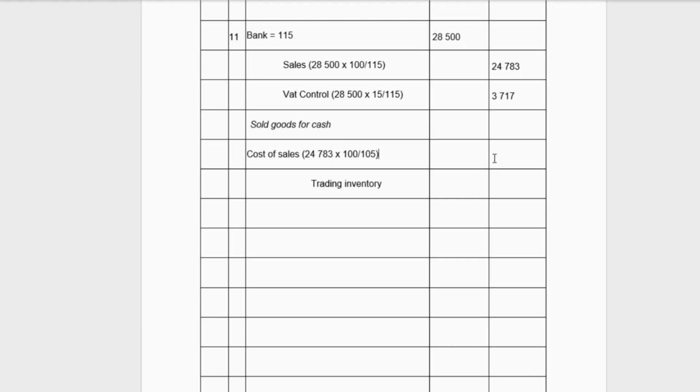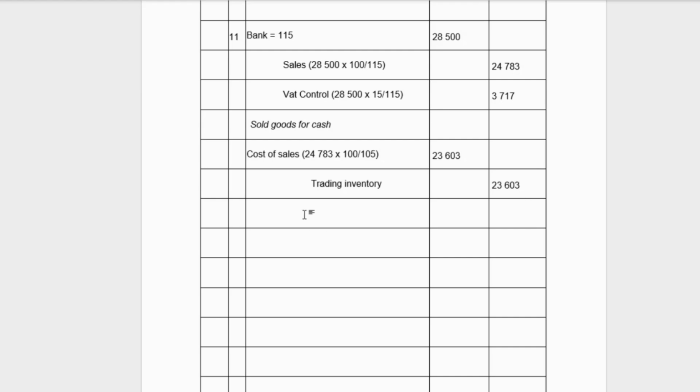So how much is your cost of sales right there? On the cost of sales, we're not going to account for VAT, okay? So I am getting 23,603. And then our trading inventory is going to be 23,603 as well. Okay, so we are done accounting for the cost of this inventory that was sold.